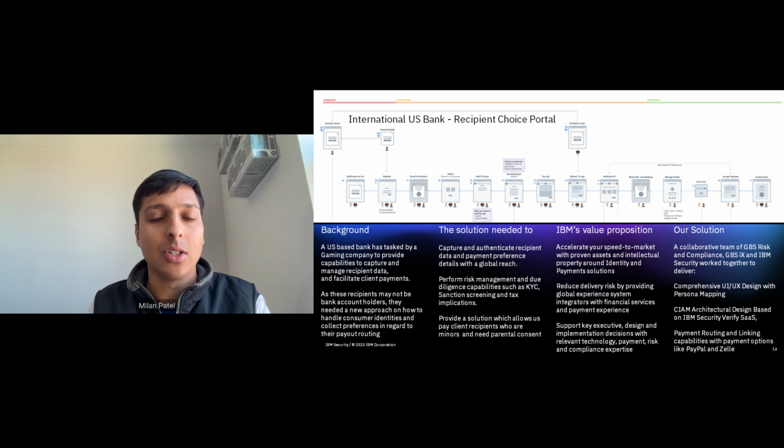And then the last thing is just the scale. So being able to scale up and scale down related to the transactions that are happening. So this was in collaboration with services and leveraging the IBM Security Verify SaaS product to deliver the value here. And the payment routing is, again, as we described in the early scenarios, being able to link with things like PayPal and Zelle as part of the entire end-to-end scenario.